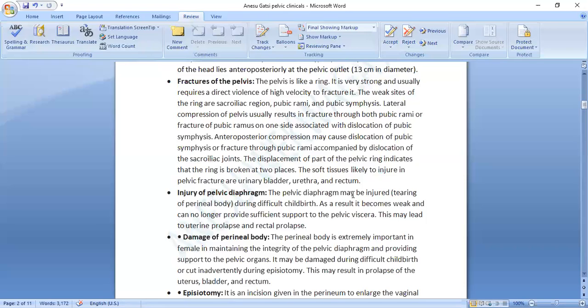Having a median episiotomy or a mediolateral episiotomy, that is rather a posterolateral episiotomy.